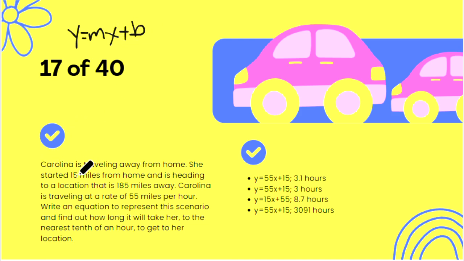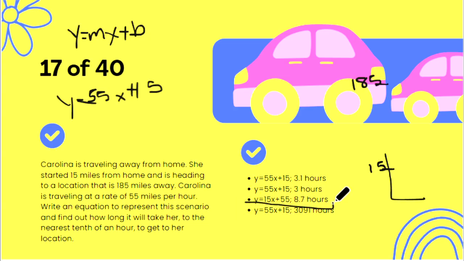She started 15 miles from home, so that's going to be our y-intercept. That means our b is going to be positive 15, okay? To find the slope, we need 2 points on our graph. I'm a very visual person, this helps me. So we're starting at 15, and we're getting to 185, so clear up here at 185, okay? And her slope is going to be 55, so 55x plus 15 is going to be your formula, okay? 55x plus 15, that's out.